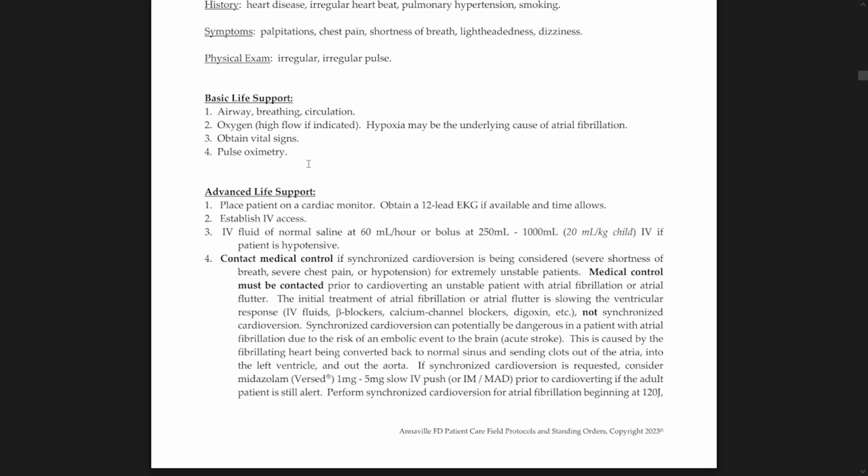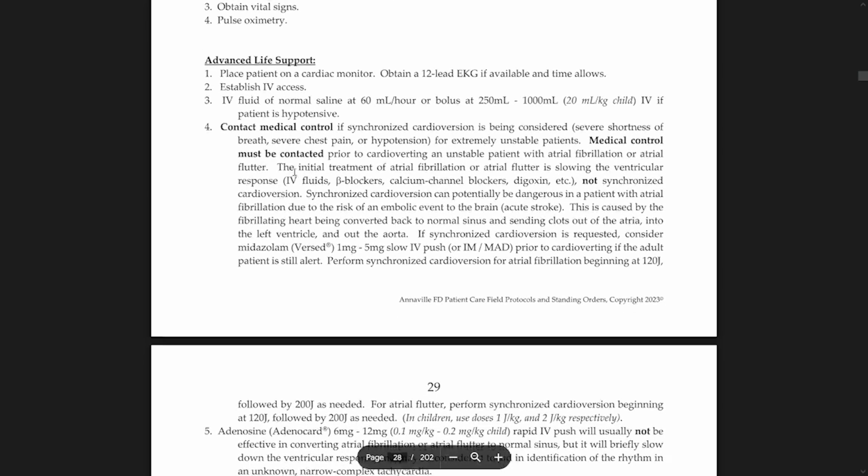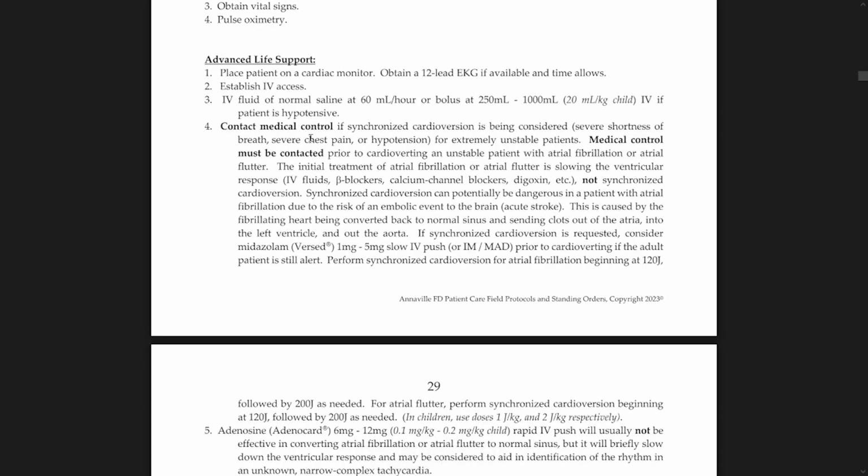For basic life support, there's not really much you can do. You can worry about airway, breathing, circulation. You can give high flow oxygen if indicated. Hypoxia may be an underlying cause of AFib. You can obtain vital signs and also obtain their SpO2. However, for the ALS side of this, we can place a patient on a cardiac monitor, such as a 12 lead if time allows, establish IV access, administer IV fluid if they're hypotensive, and contact medical control if synchronized cardioversion is being considered.